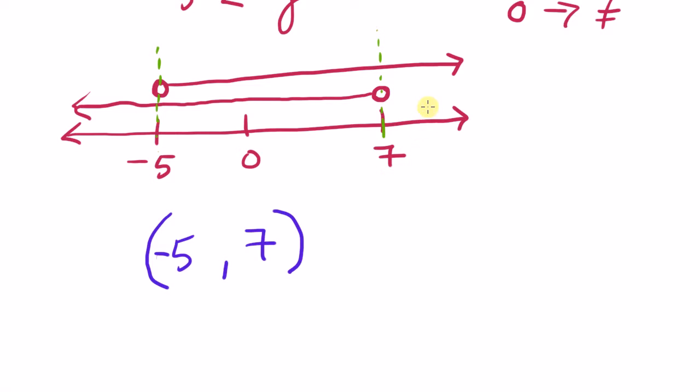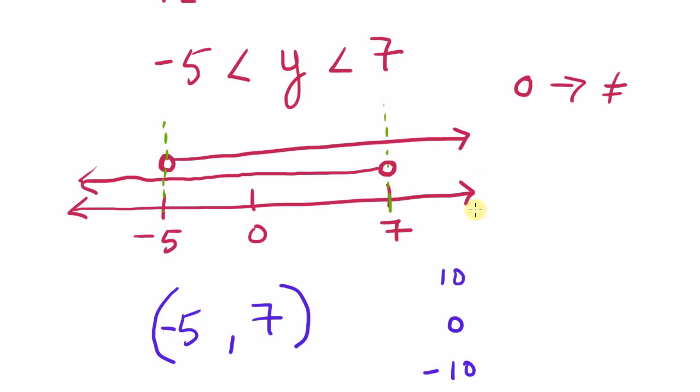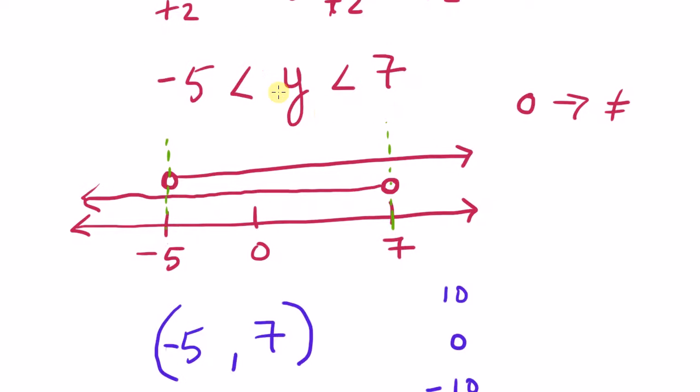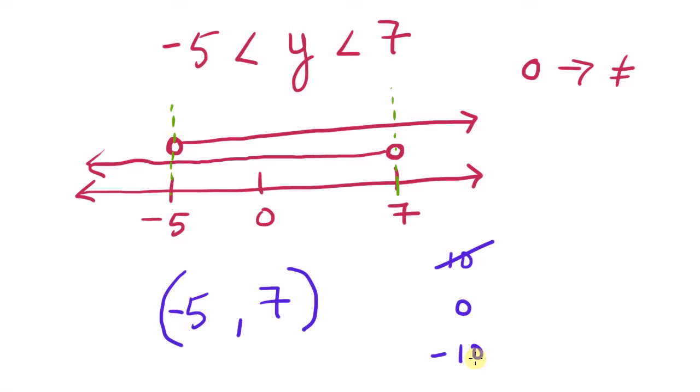So now I'm going to test a value. I'm going to test, like, say 10, 0, and -10. And I'm just going to plug them in here. Okay, so 10. Is 10 greater than -5? Yeah. But is it less than 7? No. So 10 can't be a solution.